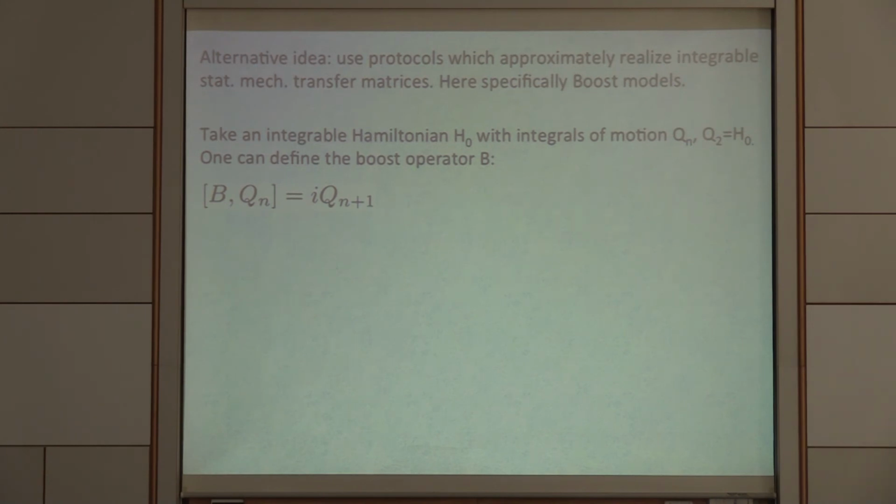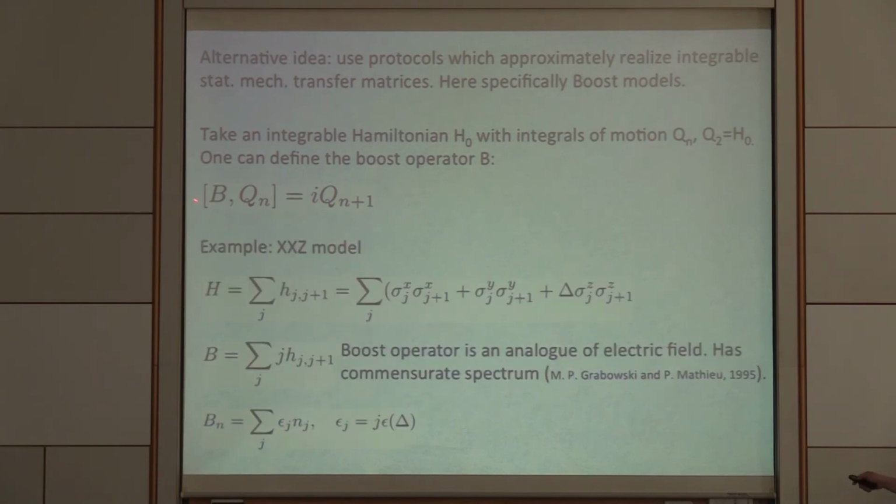So if you have integrable Hamiltonians, at least lattice Hamiltonians, with some series of integrals of motion, Q1, Q2, and so on, then at least in most of them, there exists a boost operator, which is like a ladder operator in the space of integrals of motion, which raises them. So if you commute B with an integral of motion, we get the next integral of motion. And this boost operator is actually the analog of the electric field in free particle systems.